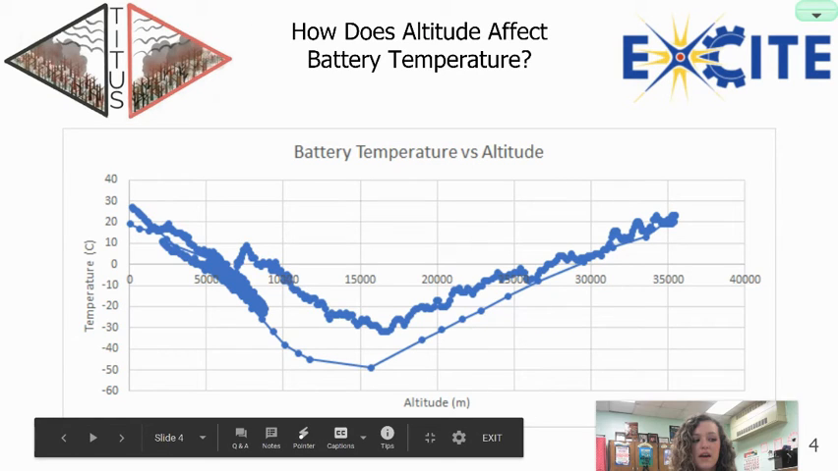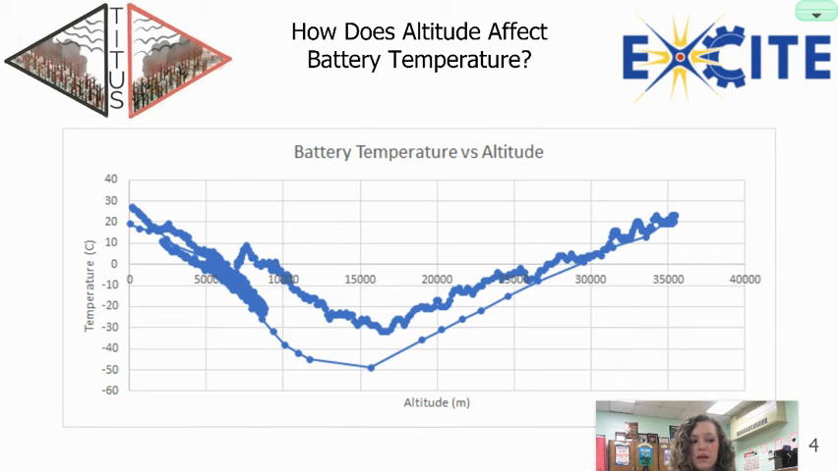We predicted that the higher the altitude, the lower the battery temperature would be. This was partly true. The temperature dropped as the altitude increased, but when it reached around 16,000 meters, the temperature began to increase.